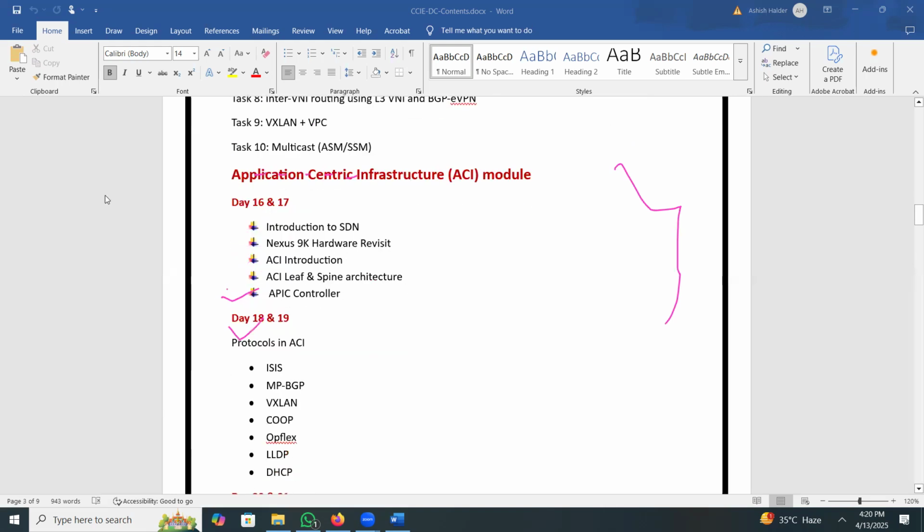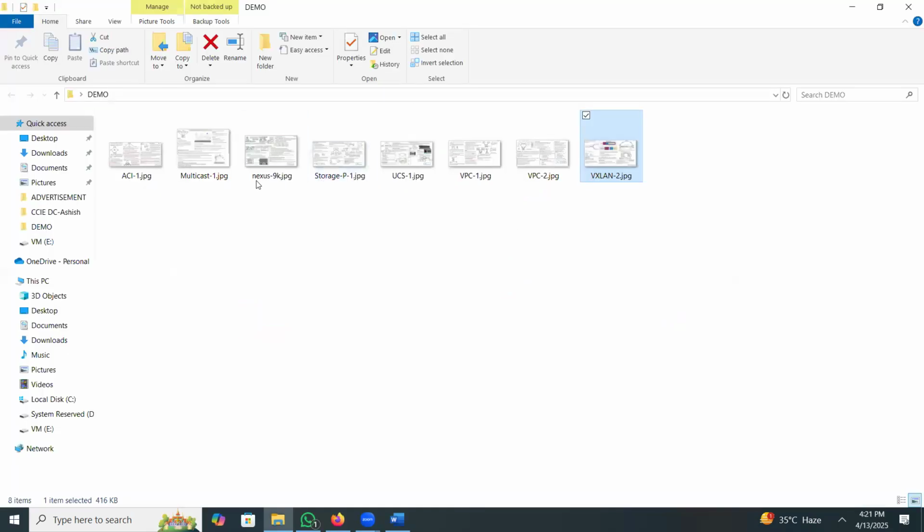Then we'll go for another technology, application-centric infrastructure. This is also very, very important. So on the CCIE lab, we need to configure 40% on Cisco ACI, or application-centric infrastructure. Okay. So how does ACI work? Let me show a slide.